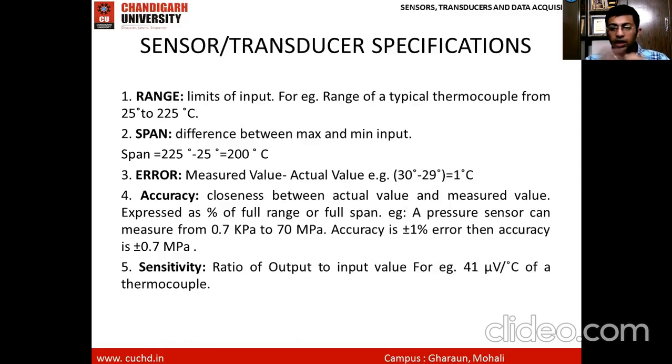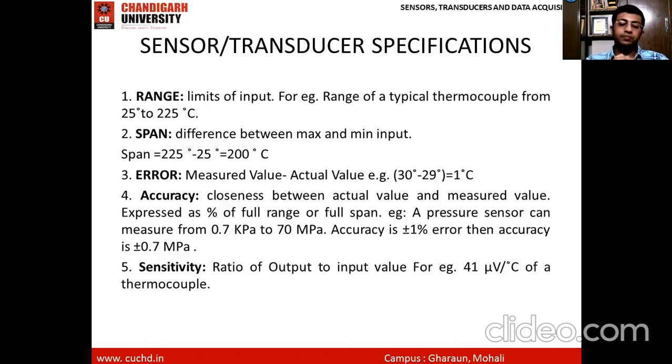I'll give you an example. Like it is written over here, a pressure sensor can measure from 0.7 kilopascal to 70 megapascal. So what will be the accuracy then? If it has a plus minus 1% error, then it will give you an accuracy of 1% of the full range. What is the full range in this case? 70 megapascal. So 1% of full range will be plus minus 0.7 megapascal. So this will be the accuracy of your result, plus minus from your actual or standard desired value.